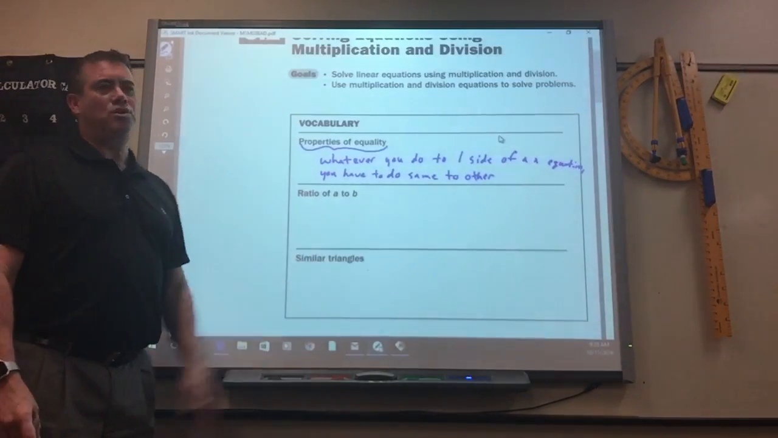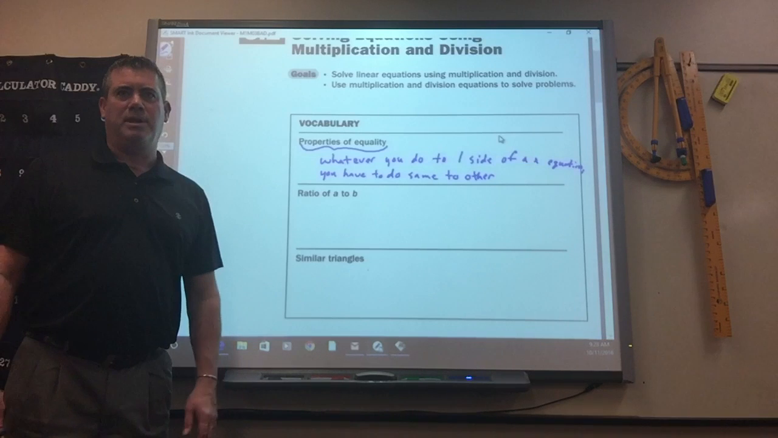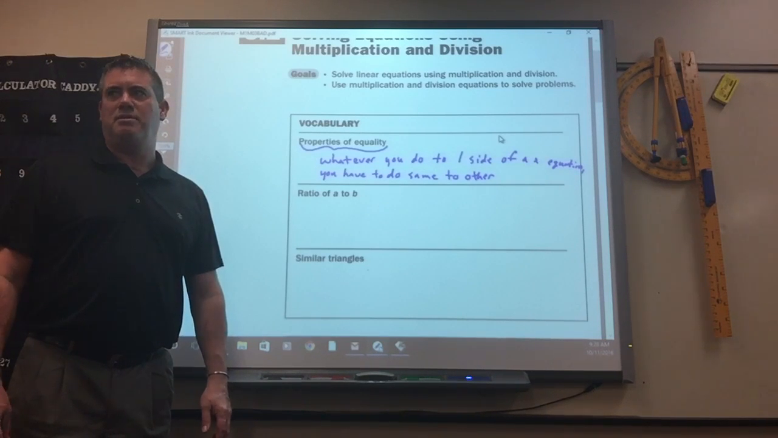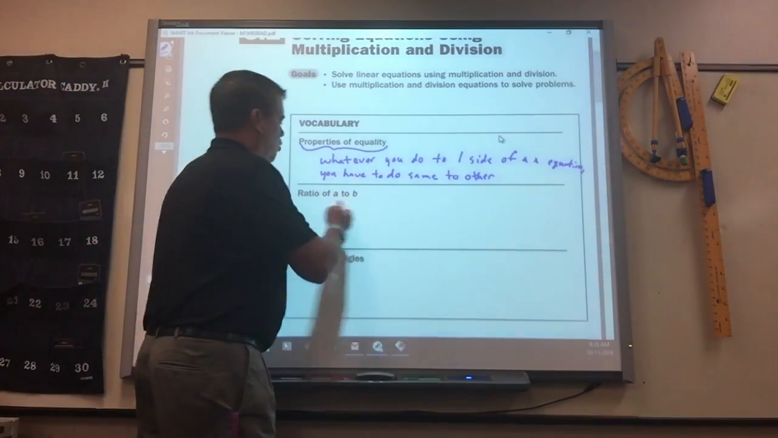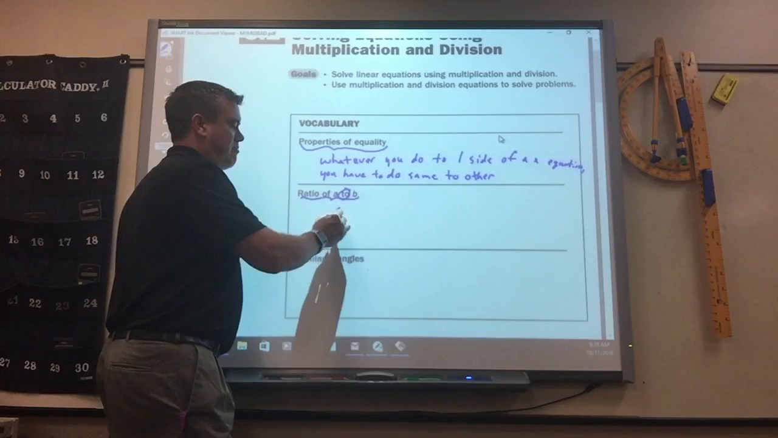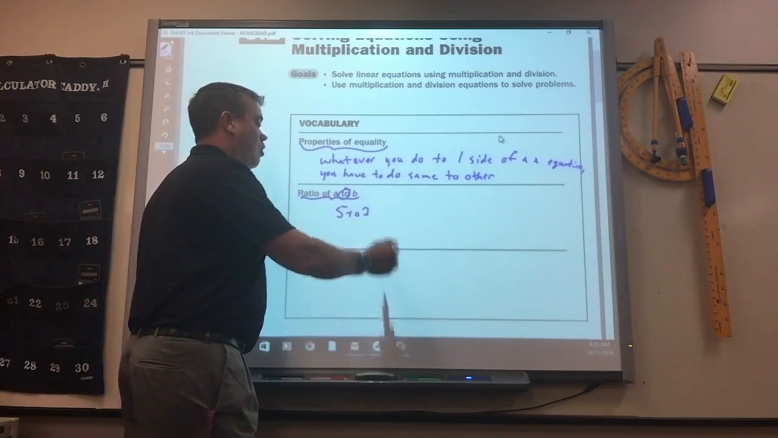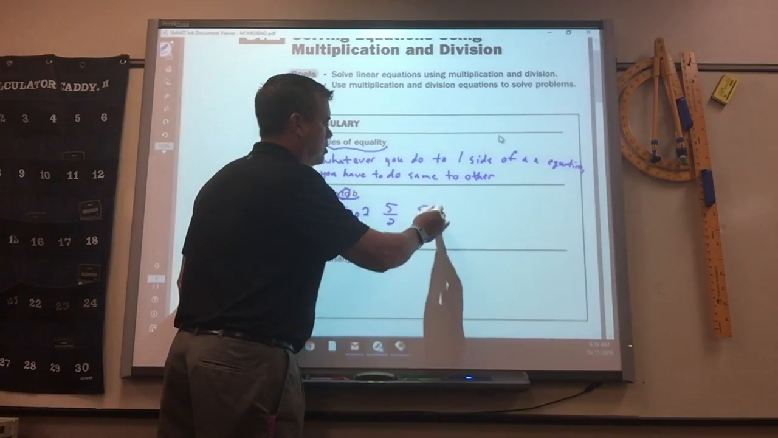Okay, ratio of A to B. I don't really know why they put this in here, but everyone remember what ratios are? They're just fractions. Ratios can be written three different ways. They can use the word to, like 5 to 2, or it can be written as a fraction, or it can be written with a colon.